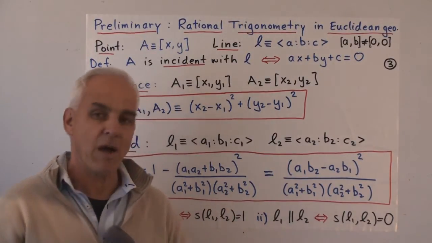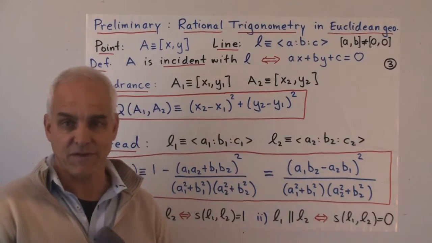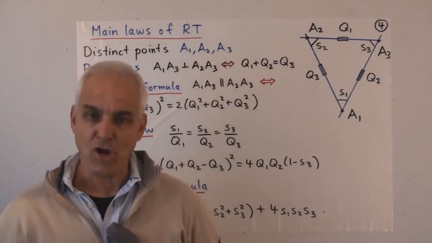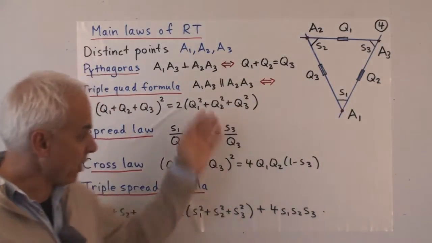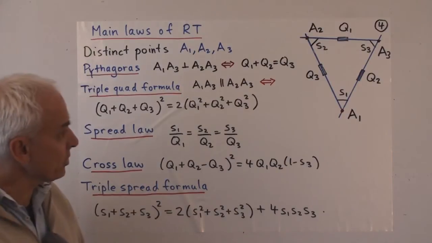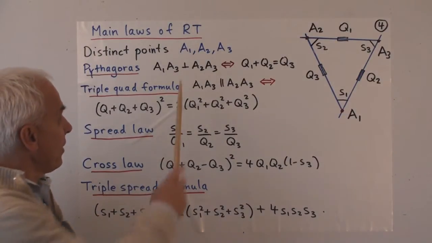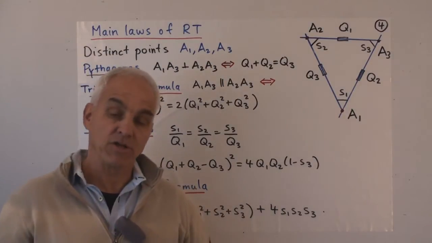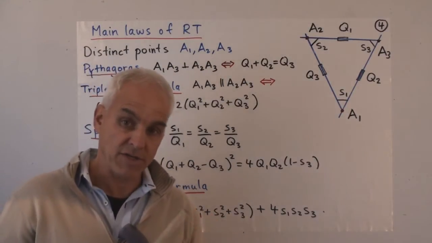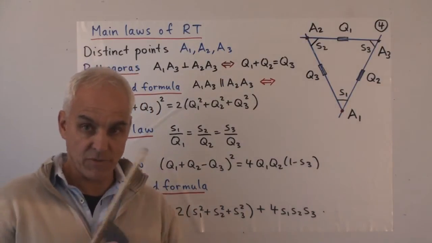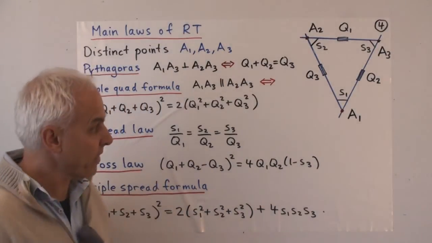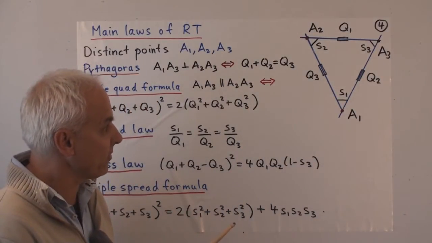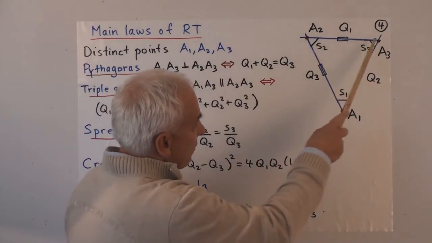Okay, how does the trigonometry then develop from these definitions in the Euclidean affine case? Well, there are 5 main laws of rational trigonometry, and they're all on this page. And they concern 3 distinct points, A1, A2, A3. Now, if we have 3 distinct points, then there are associated to those points 3 quadrances and 3 spreads. And trigonometry is about the relationship between those 6 numbers. And here's our convention for the notation of those 3 quadrances and 3 spreads. So here's A1, A2, A3.